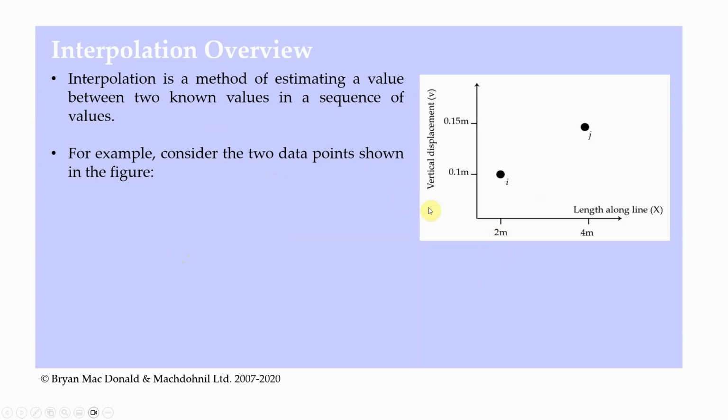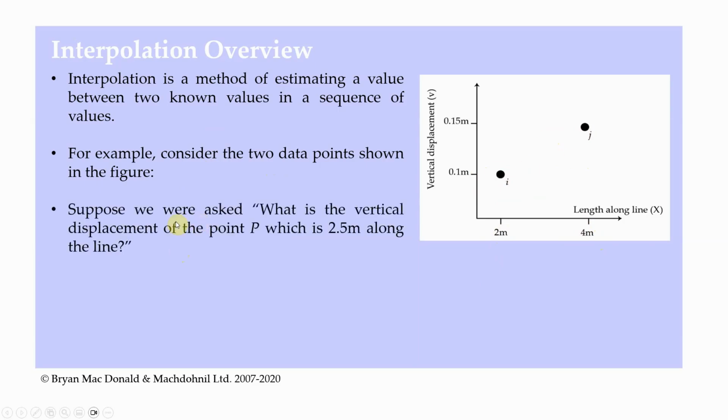So we know that at 2 meters along the line we have vertical displacement of 0.1 meters, and at 4 meters along the line we have a vertical displacement of 0.15. But that's all we know. We haven't got any data in here. So suppose we're asked then, well, what is the vertical displacement of the point P, which is 2.5 meters along the line? So again, it's in here. So P is around there. So what's the vertical displacement of P?